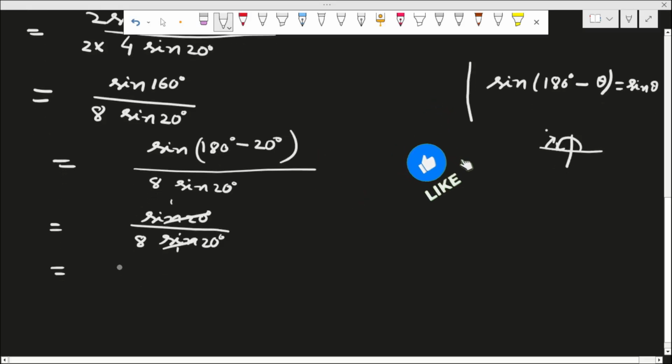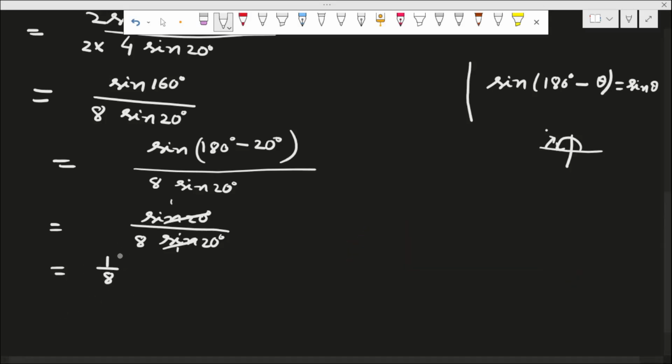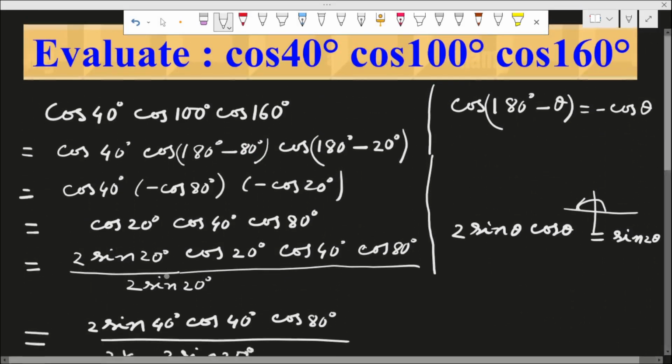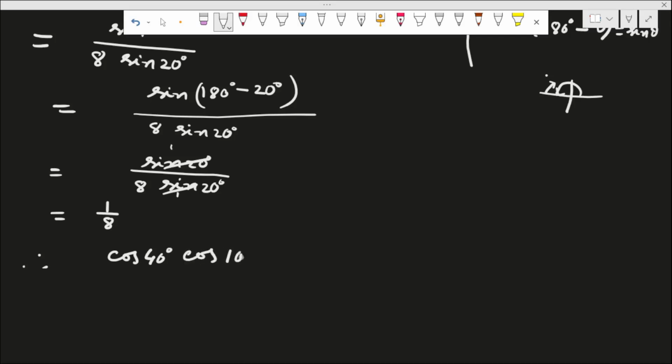Finally 1 by 8, which is the numerical value of the given expression. That means the answer is: cos 40 degree, cos 100 degree, cos 160 degree is equal to 1 by 8. This is the end of the question.